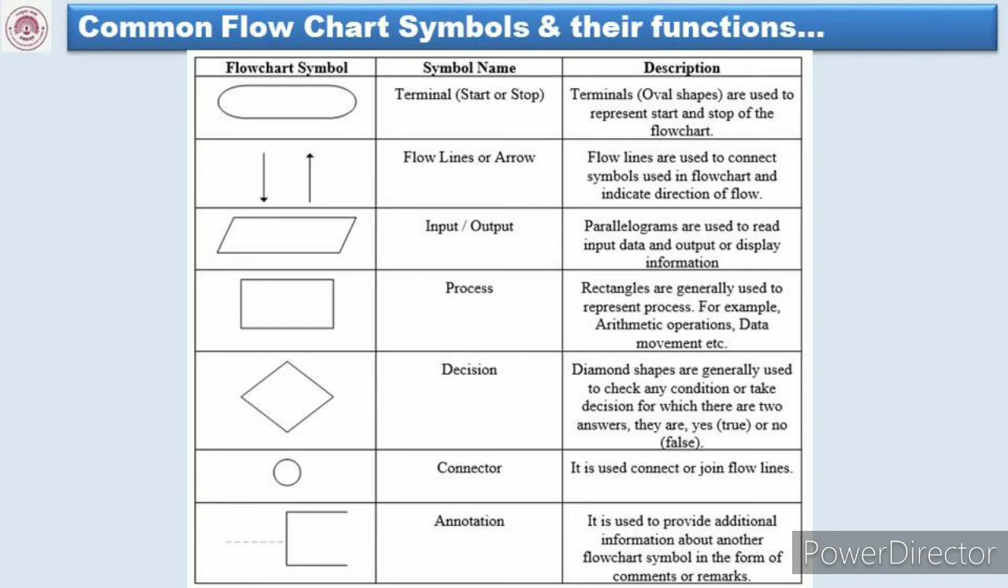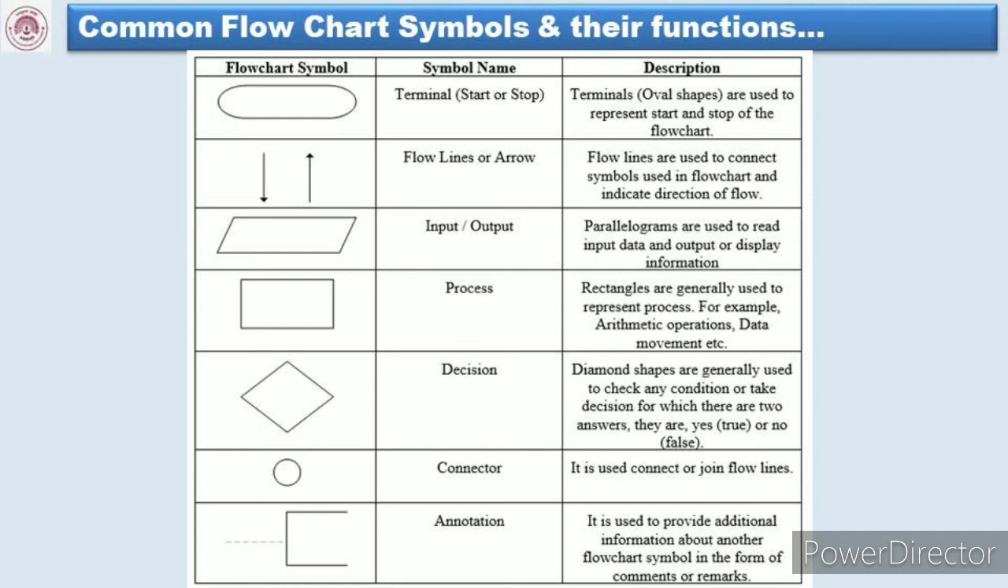Next is a diamond shape. Now diamond shapes are generally used to check any condition or take a decision for which there are two answers. They are yes or no, which is true or false. So this symbol is called decision.